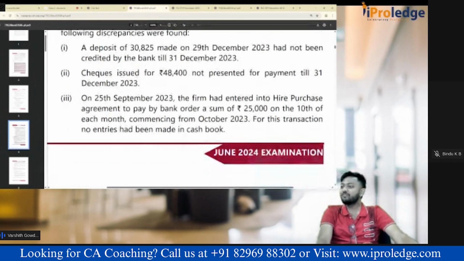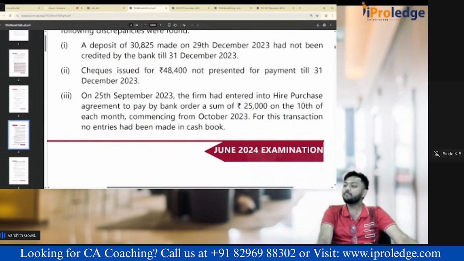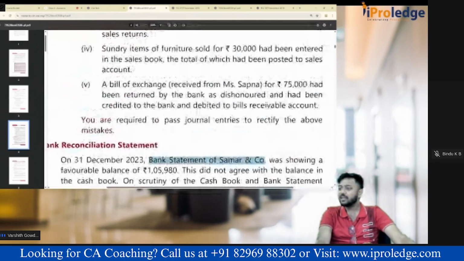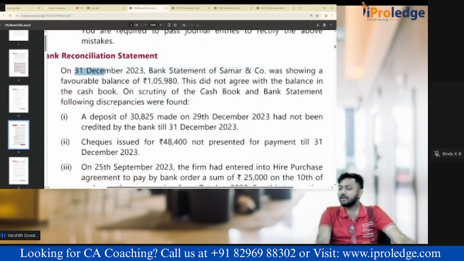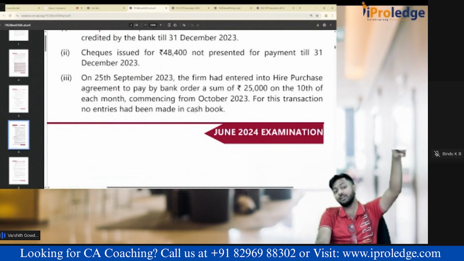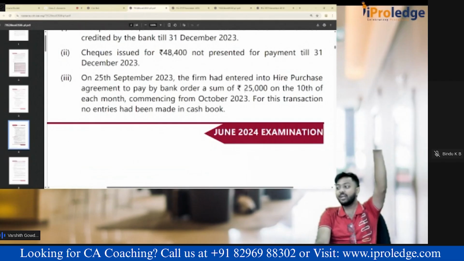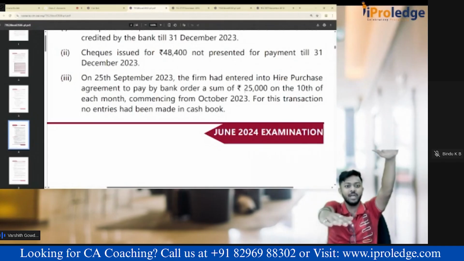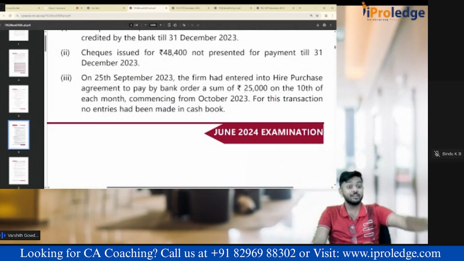Then on 25th September 23, the firm had entered into a hire purchase agreement to pay by bank order the sum of 25,000 on 10th of each month, commencing from October. Where are we? We are in December. This hire purchase payment started in October. For this transaction, no entries have been made in the cash book. So from October till December, 3 payments should have gone. 25 into 3, 75,000. And the bank directly deducted it. That means your passbook is lesser, cash book is more. We are doing the rest from the passbook angle. How much? 75, from October to December, 3 months.